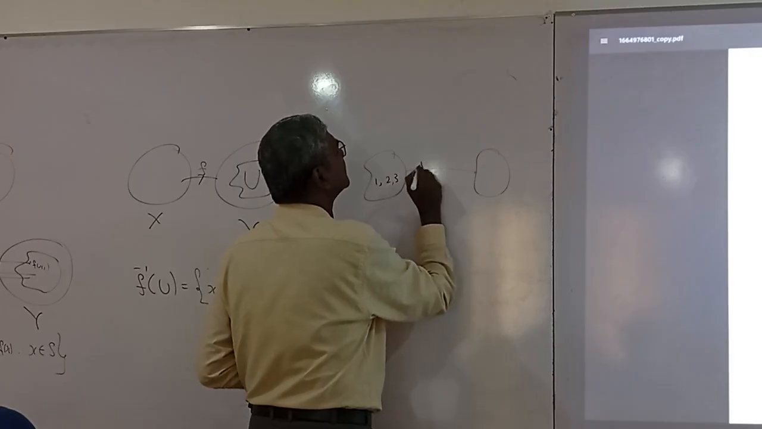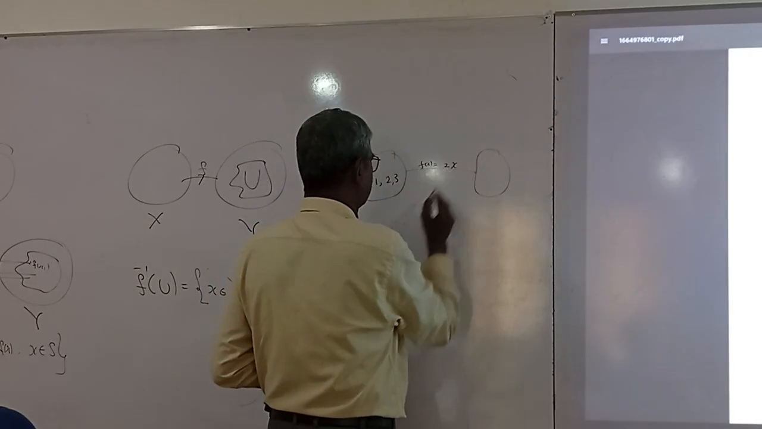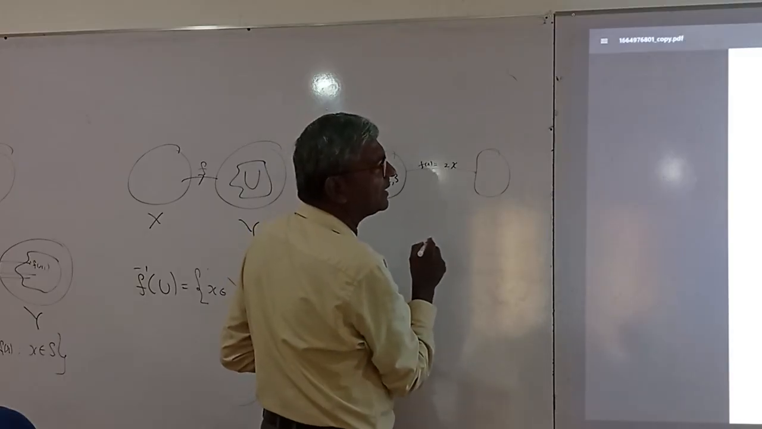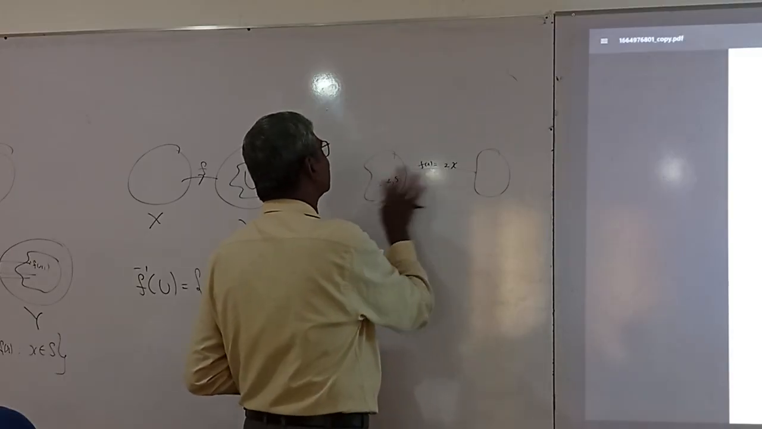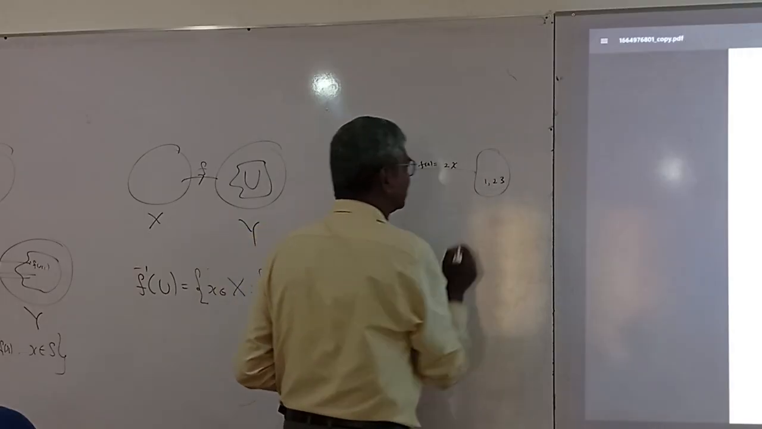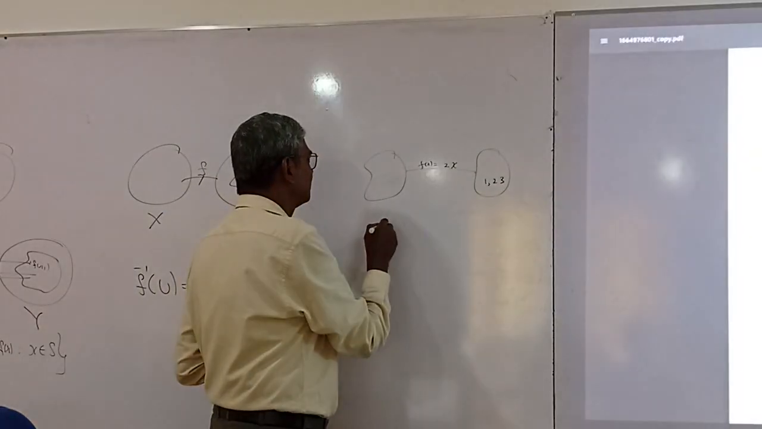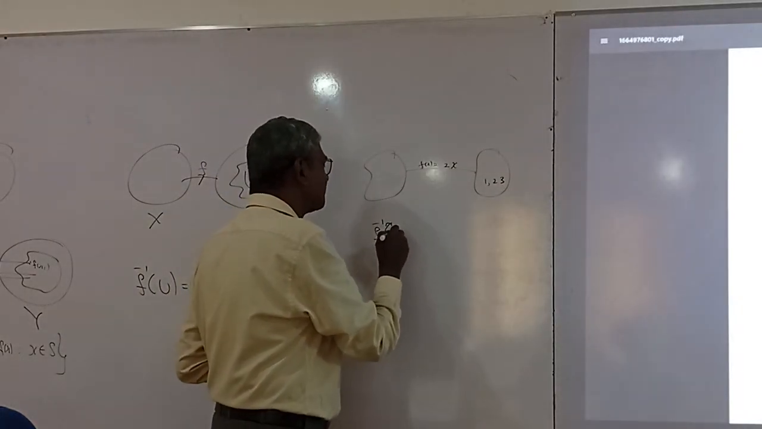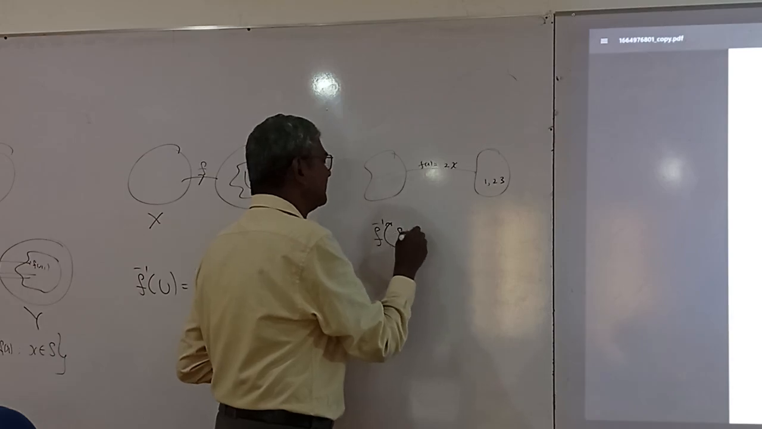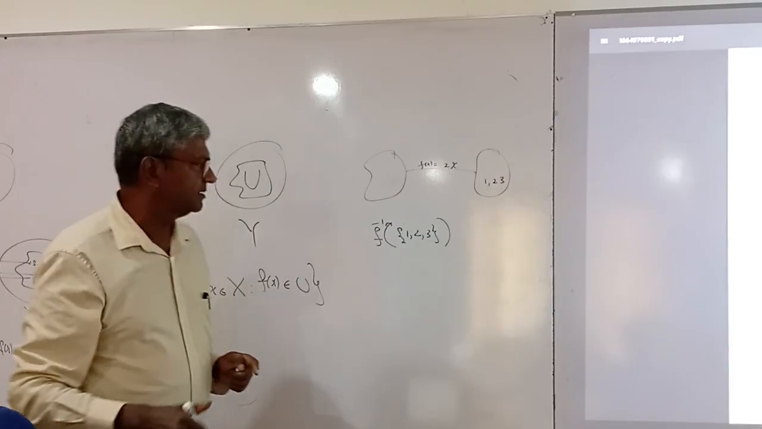f(x) is 2x. Okay. Now we want to talk about f inverse of {1, 2, 3}, which is right here. We are going to talk about f inverse of braces 1, 2, 3. For sets you have braces.